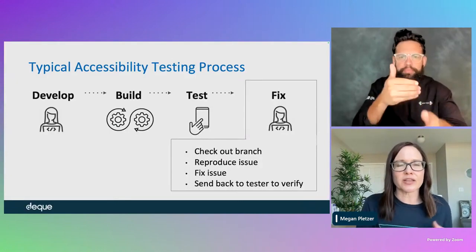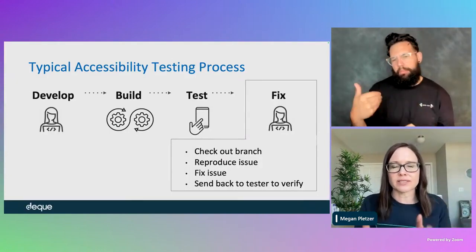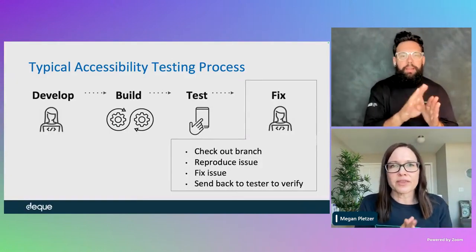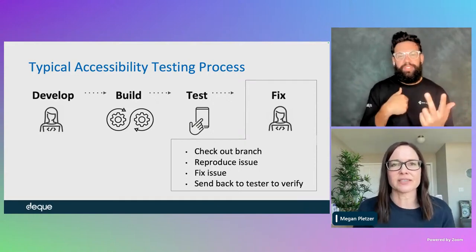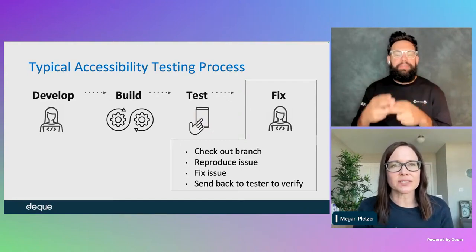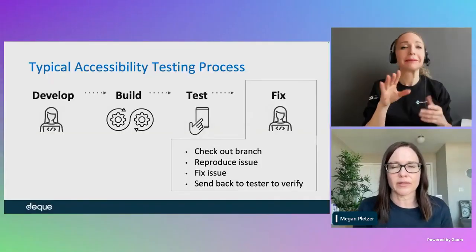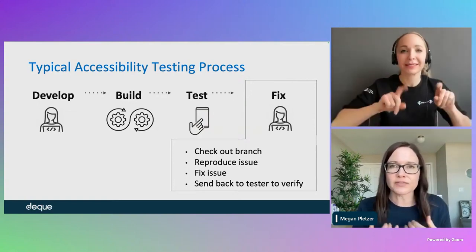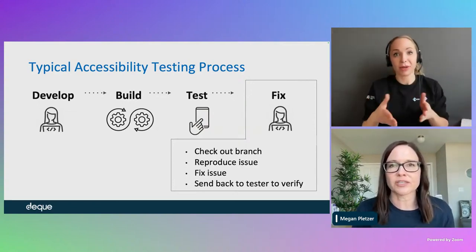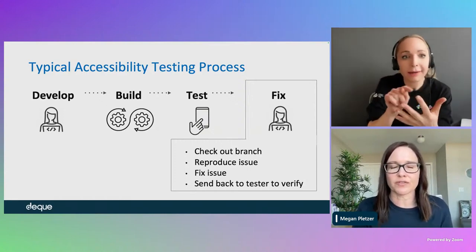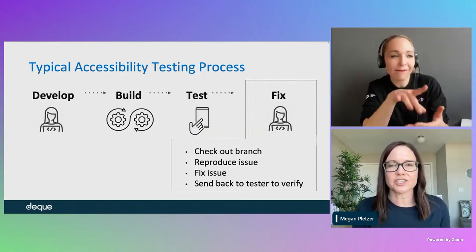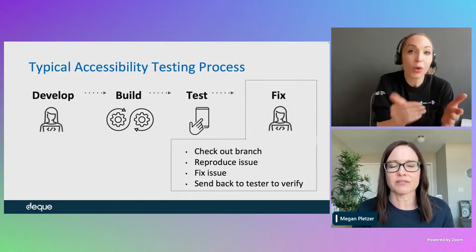I talked about those three phases: develop, build, and test. And what I think often happens is that there's also a fourth phase, which is the fix phase. A tester has found some things. They were caught during the manual testing, maybe they were using the mobile analyzer, and you as a developer now have an issue to fix. There's a number of things that you need to do. You've got to check out that branch where the issue is found, reproduce the issue, fix the issue, and then send it back to your tester, possibly to verify.